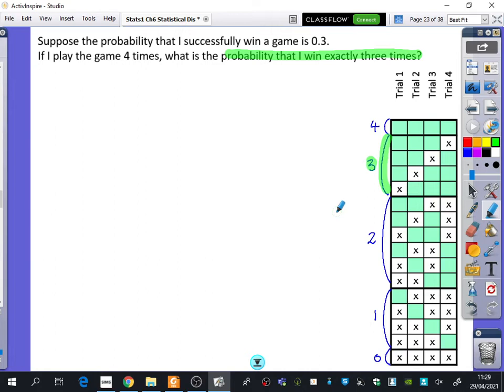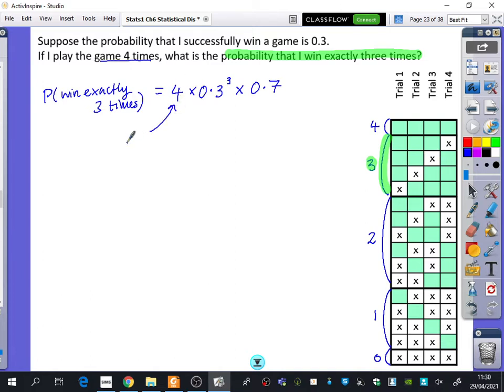So does anybody think that they can say, given that I'm playing it 4 times, what is the probability I win exactly 3 times? So we're going to have a 0.3 cubed, because I'm winning 3 times. What else do I need? Times 0.7, so that's losing. And I'm timesing it by 4, because there are 4 possible ways of that happening. So there are 4 possibilities.